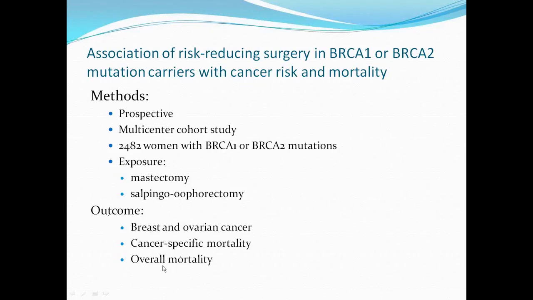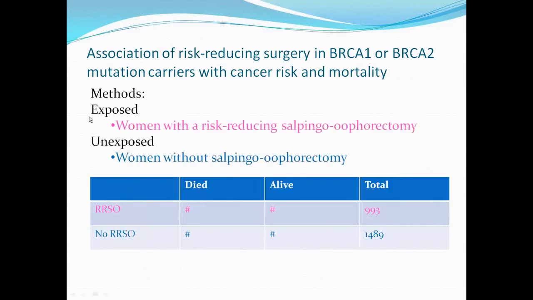And we actually call this the Grande paper because we looked at a lot of different scenarios with the exposures and the outcomes. But for simplicity, I'm just going to focus on one scenario, which was risk-reducing salpingo-oophorectomy and mortality. So in this particular example, our exposed group included 993 women with an oophorectomy and 489 women without an oophorectomy. And our participants were observed from the time of their center ascertainment until the end of the study period, or until the event of interest, which in this case was death.